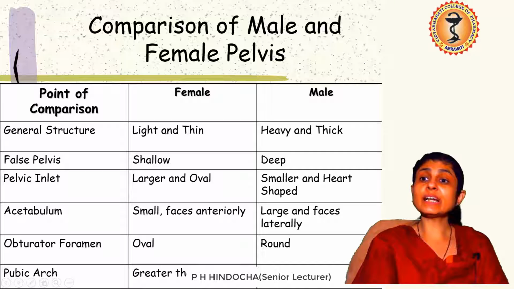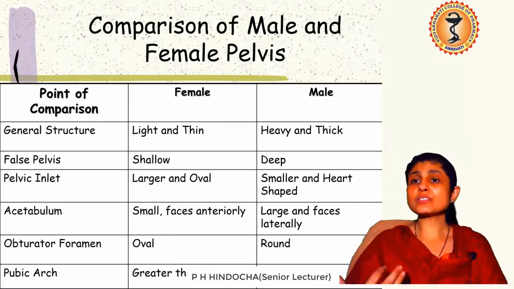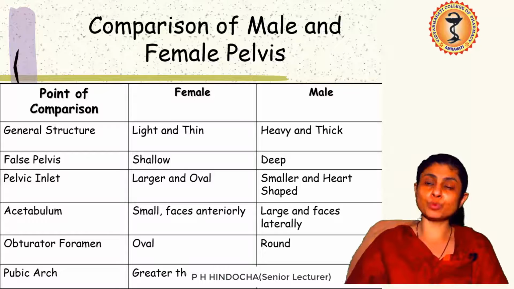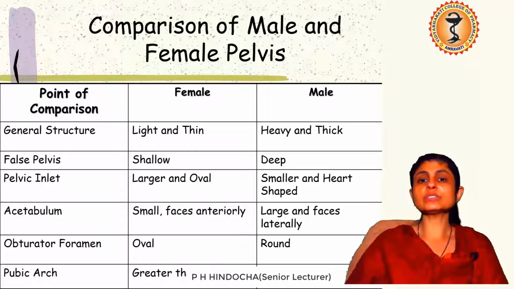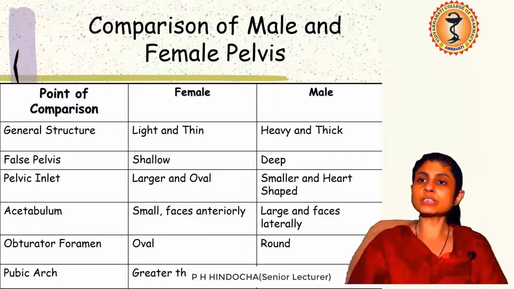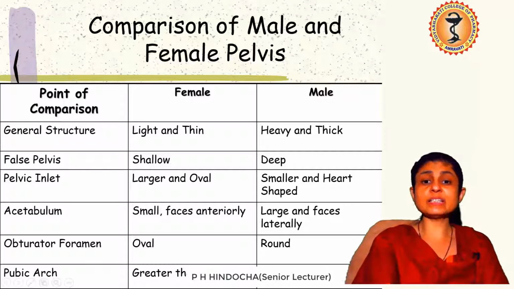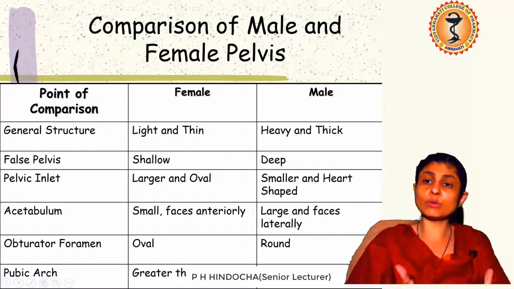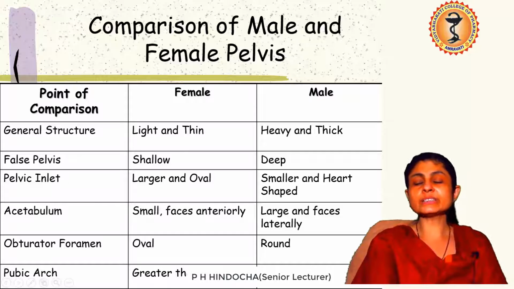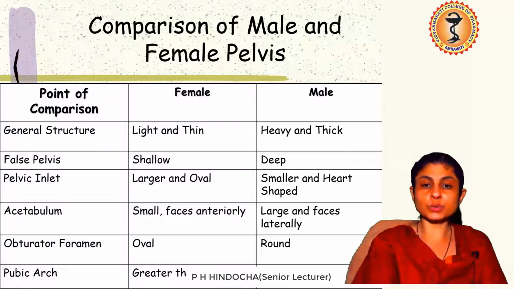Pubic arc: greater than 90 degrees in females. The reason is so that the pelvis can widen during parturition, that is childbirth, because the female pelvic bones have to retain the uterus within them and it has to contract for the sake of parturition. Therefore, it has a wider angle to accommodate more of the female reproductive organs in this pelvic region. So the angle is greater than 90 degrees, that is, a very wide obtuse angle. For the male body, it is less than 90 degrees, the main anatomical landmark of females being able to give birth.